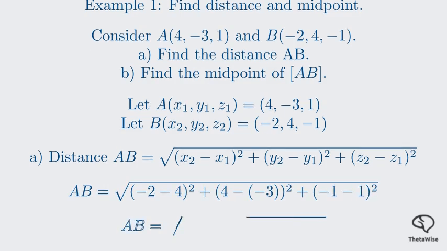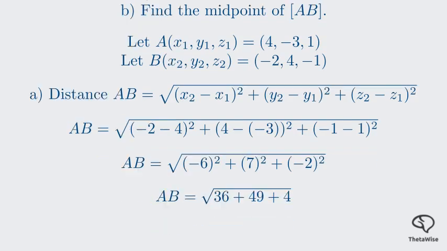Simplifying the expressions inside the parentheses, we get the square root of 6 squared plus 7 squared plus 2 squared. Now we square each term: 36 plus 49 plus 4. Adding these together gives us the square root of 89. Since 89 is a prime number, this is our exact answer. The distance AB is root 89 units.